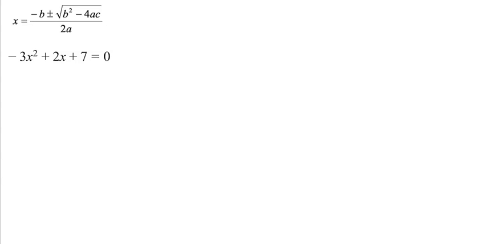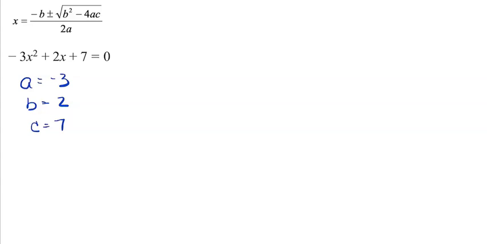Looking at our second example, there's our quadratic formula again, and our equation is negative 3x squared plus 2x plus 7 equals 0. Good news, already in standard form. I like that. So we can just go ahead and start identifying. So my A is negative 3, the B value is 2, and the C value is 7. And we're going to use this information to just plug it into that formula.